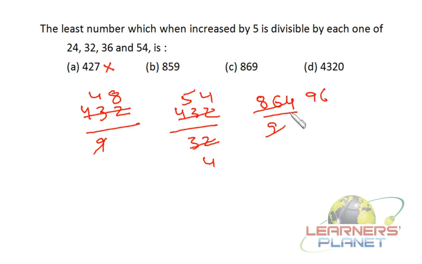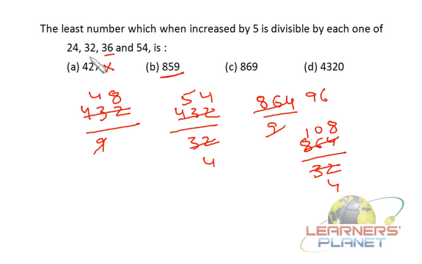Okay, now let's check whether it is divisible by 32 or not. So 864 by 32. So it's 8 fours are 8, 10 and 8 eights are. Okay, and now 108 is divisible by 4. That means this number 859 is divisible by 32 and 54. And if it is divisible by 32 and 54, definitely it is divisible by 9 and 4 both as well. So it will be divisible by 36 even.